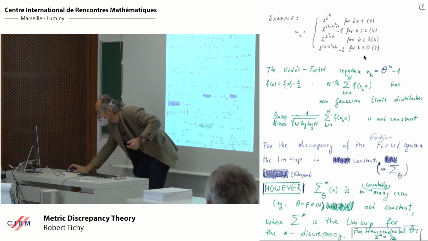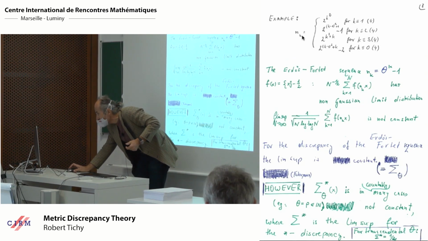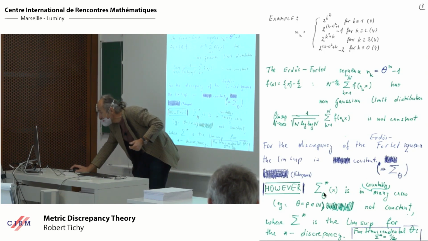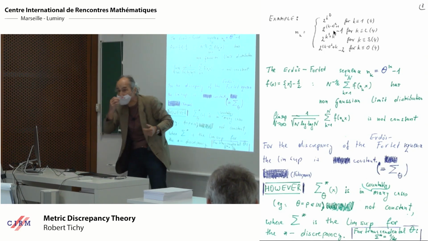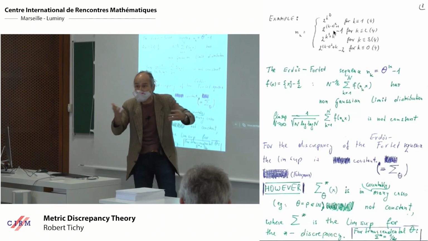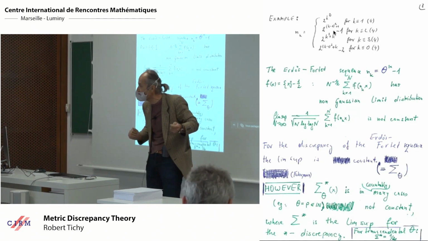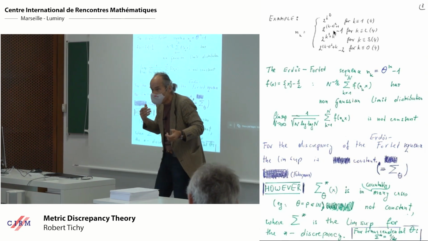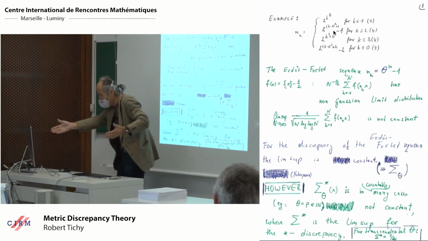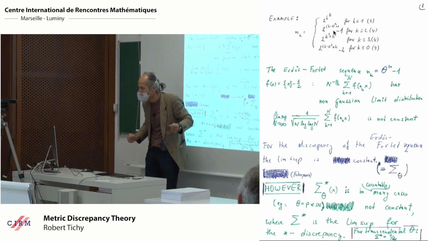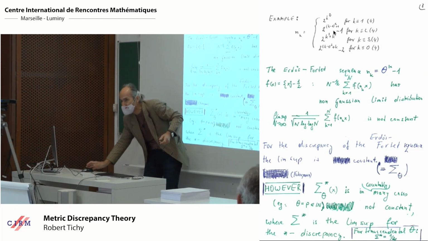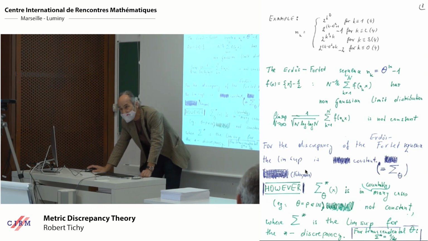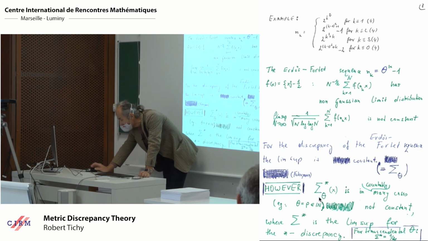And for this strange example here, you already get a non-constant value of the sigma, even in the case of the usual discrepancy, not of the star discrepancy. This is the reason why I mentioned also this example. You can find counterexamples for ordinary discrepancy, but they are more complicated than for the star discrepancy. Here, this nice example is enough.